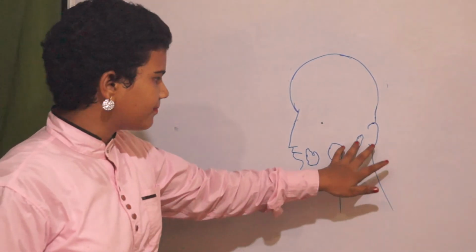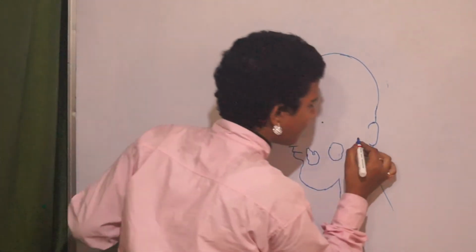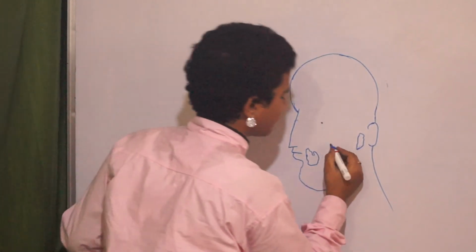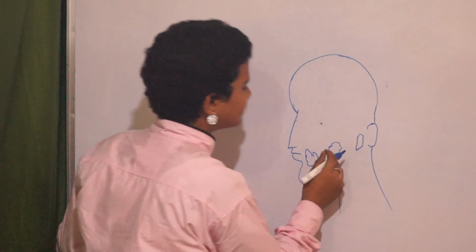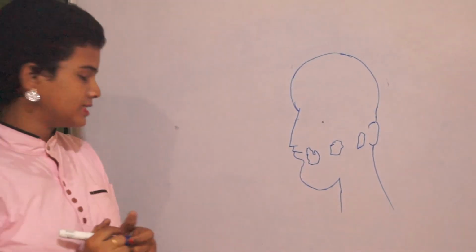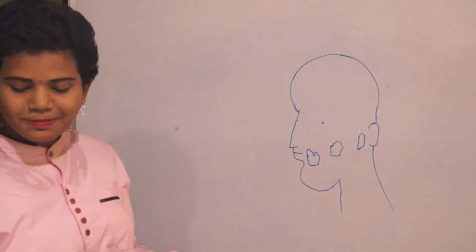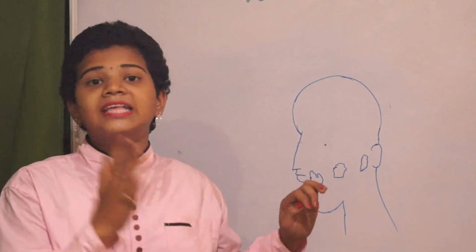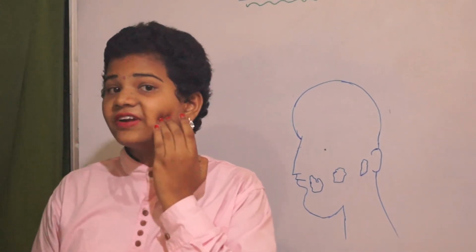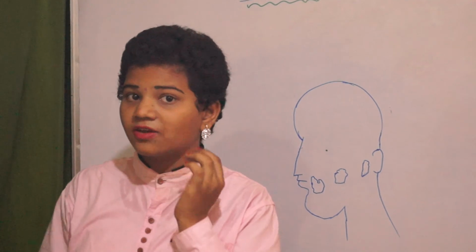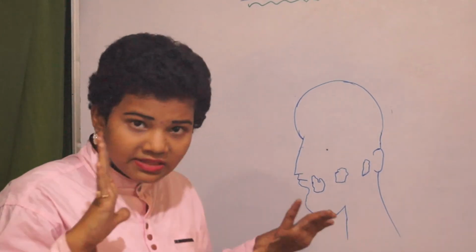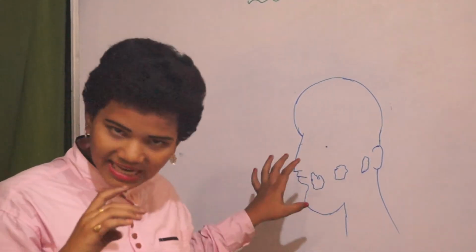Parotid salivary gland. Submandibular salivary gland and sublingual salivary gland, you can see. Now the parotid salivary gland is present near the interior of earlobe, somewhere here. The submandibular salivary gland you can find somewhere here, and the sublingual salivary gland you can find below the tongue. Here below the tongue, the sublingual salivary gland is located.